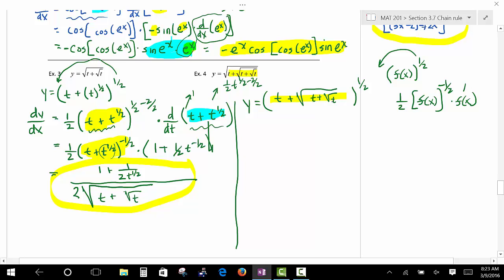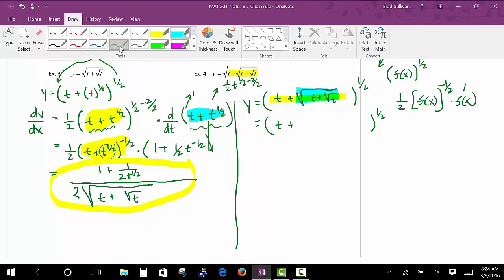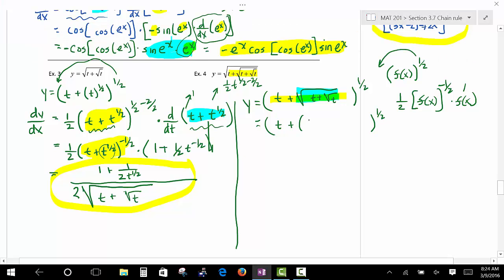We can do that. Now we can start the problem like that. Then we can move on from there if we want to. I would probably go ahead and keep rewriting it, and you can do this in your head in one step if you want to. The next thing I'm going to do is take this thing that I'm highlighting and write that to a 1/2 power. So when I do that, I'm going to have parentheses t plus square root of t, that's all to the 1/2 like that.